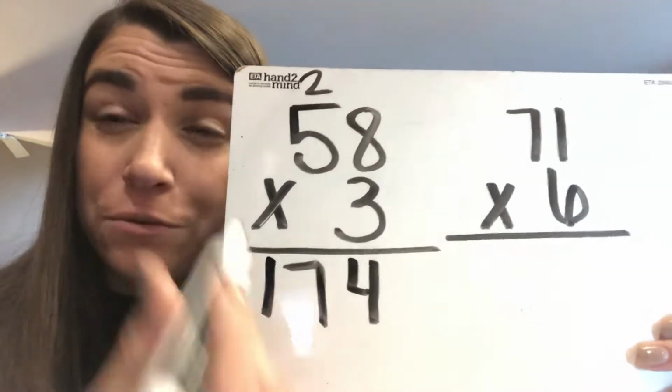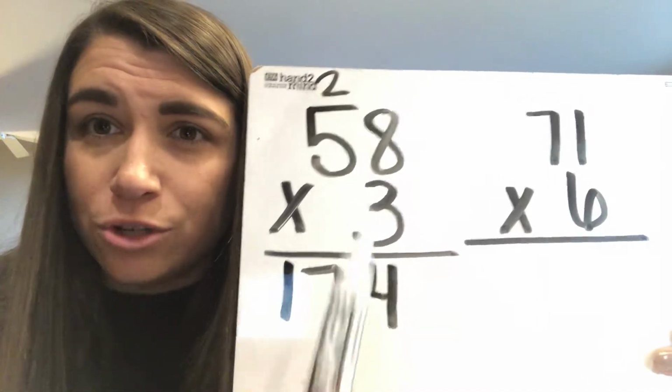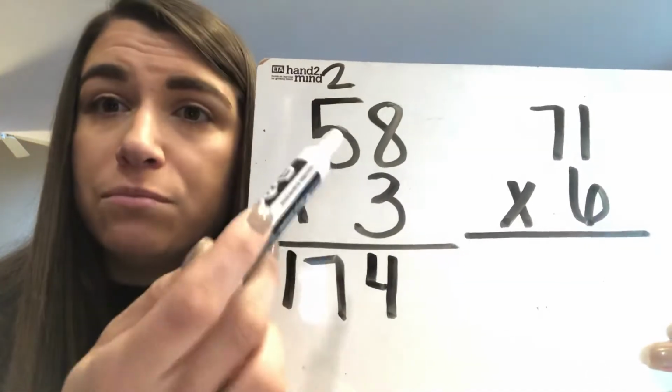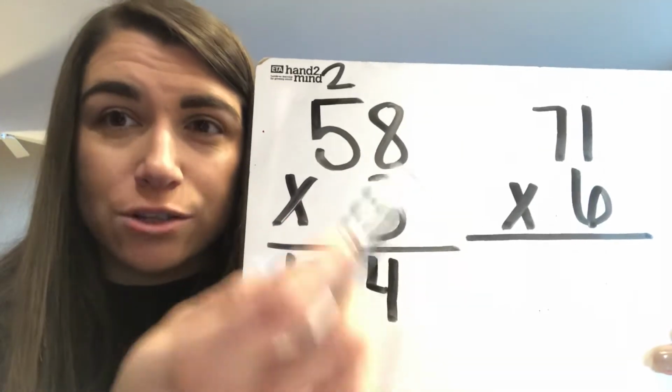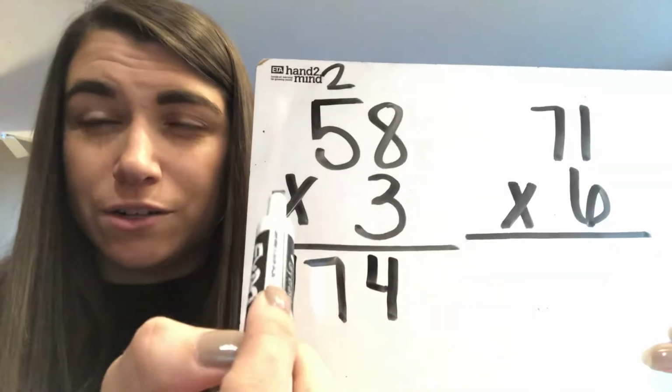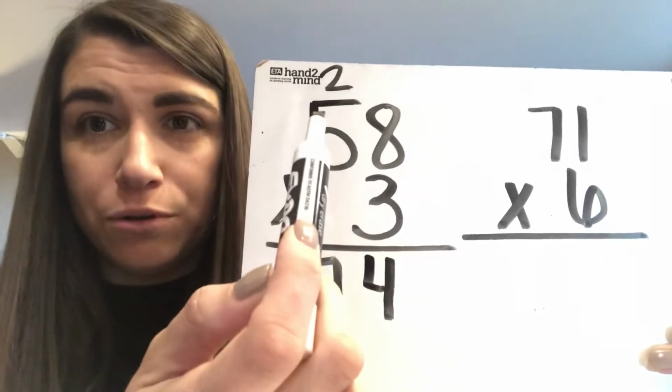If you didn't get that, you might have forgotten to bring up the 2. You might have accidentally written it down here. Make sure that, remember, we can't have more than 9 in one column, right? If it's more than 9, it needs to be taken over. Since we had 24, that 4 stays and that 2 gets moved over.